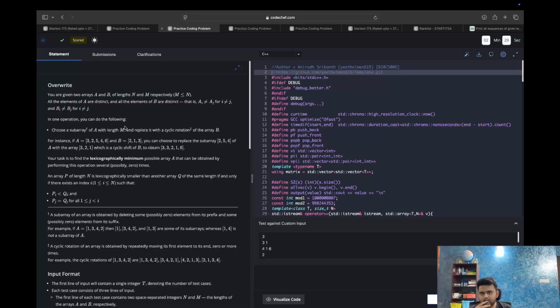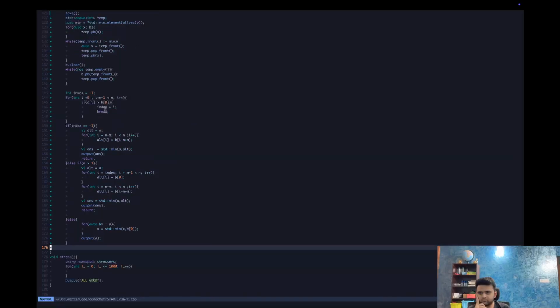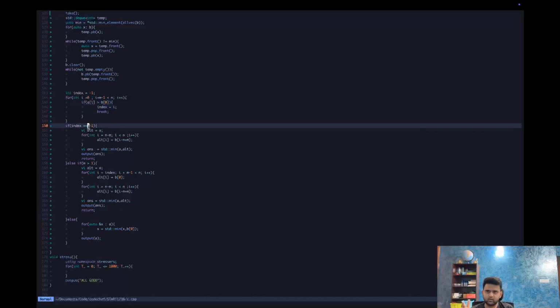And what was overwrite? Right. Since the elements are distinct, it will always be optimal to replace with the lexicographically minimum cyclic rotation of B. What I did was I found the first index such that A is greater than the first character of the lexicographically smallest cyclic rotation of B, which is also the smallest integer of B. And I find the index in the range such that I can still fit array B starting from that index. So I go only up till i plus m minus 1 is less than n.